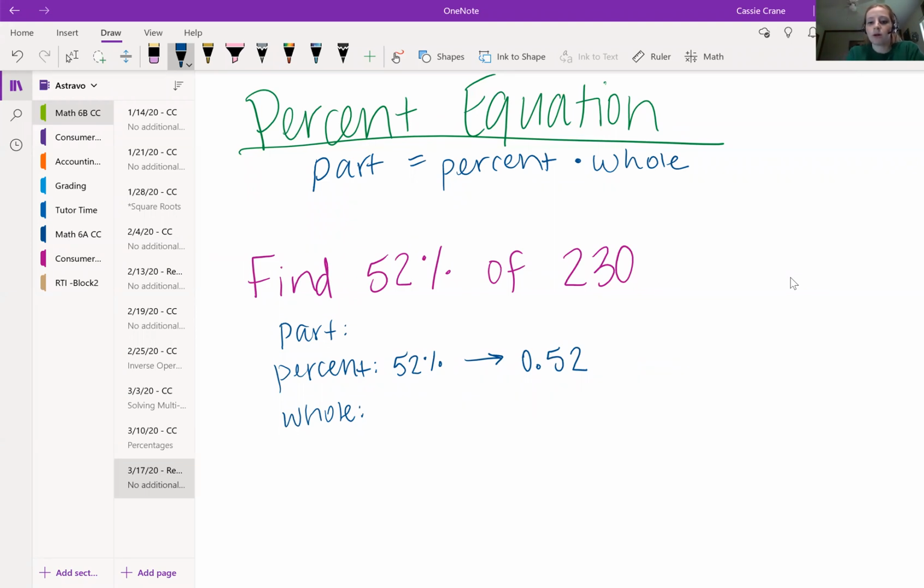Find 52% of 230. So that word "of" gives us an easy way to see the whole. "Of" usually comes before the whole if we're talking about part and whole.